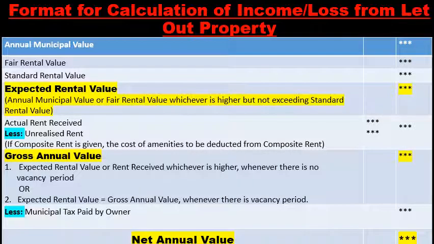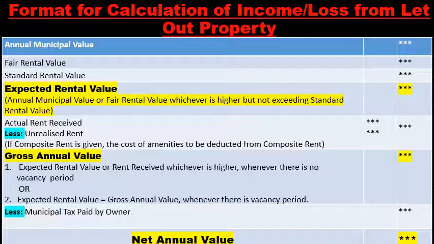My concept today is the format for calculation of income from house property, that is, the format for the calculation of income of let-out property as well as self-occupied property. The format for let-out property and deemed let-out property is one and the same. There is no difference. The only difference is between self-occupied property and let-out property.